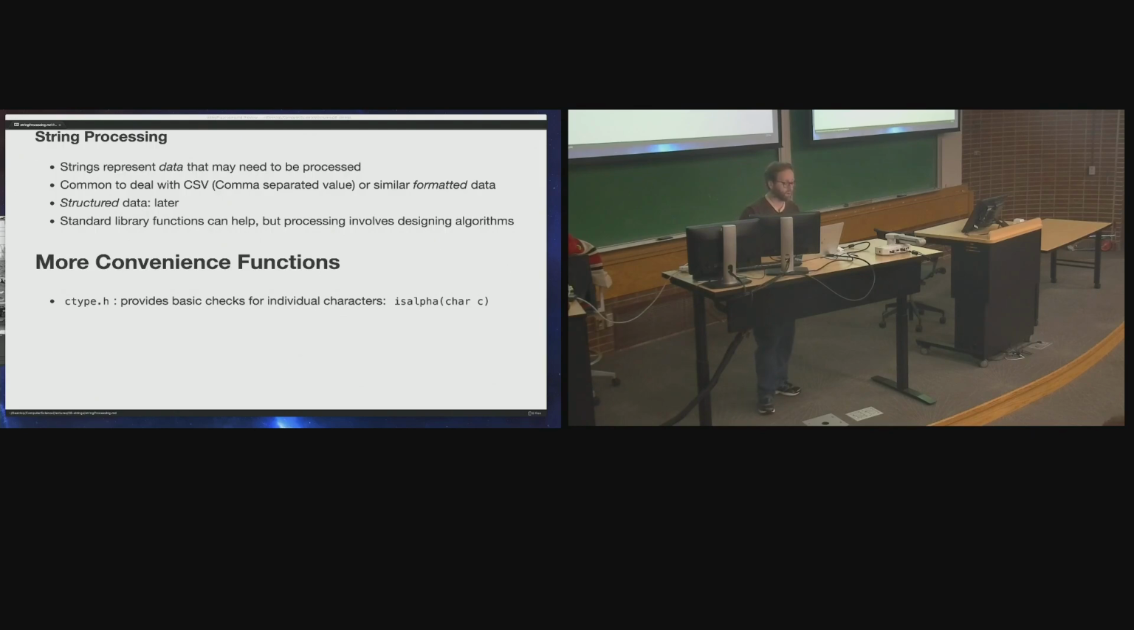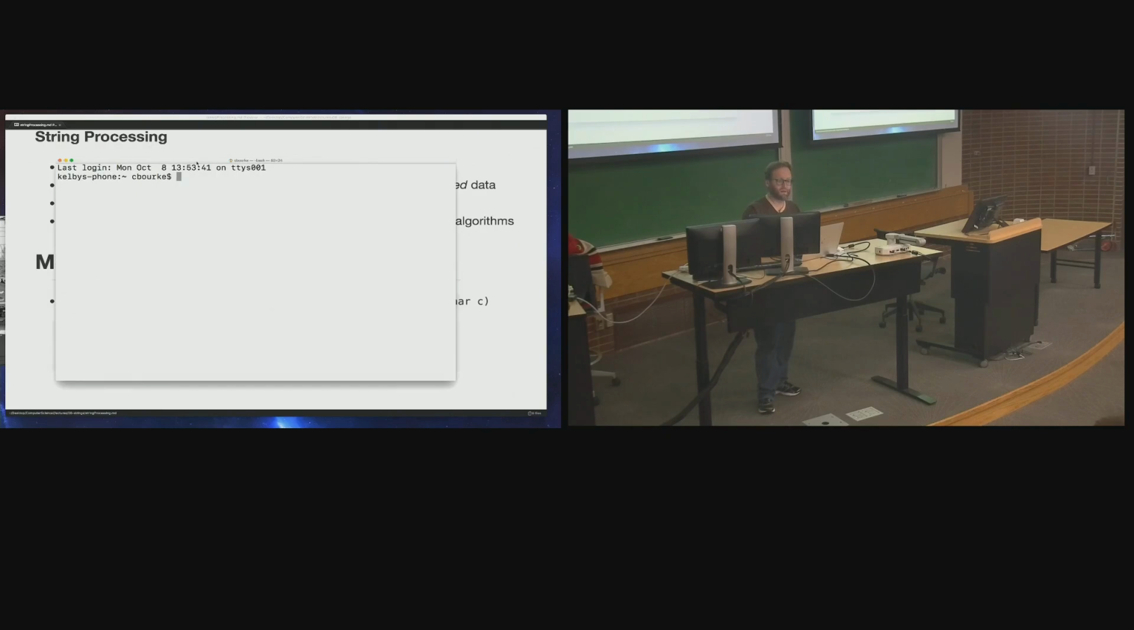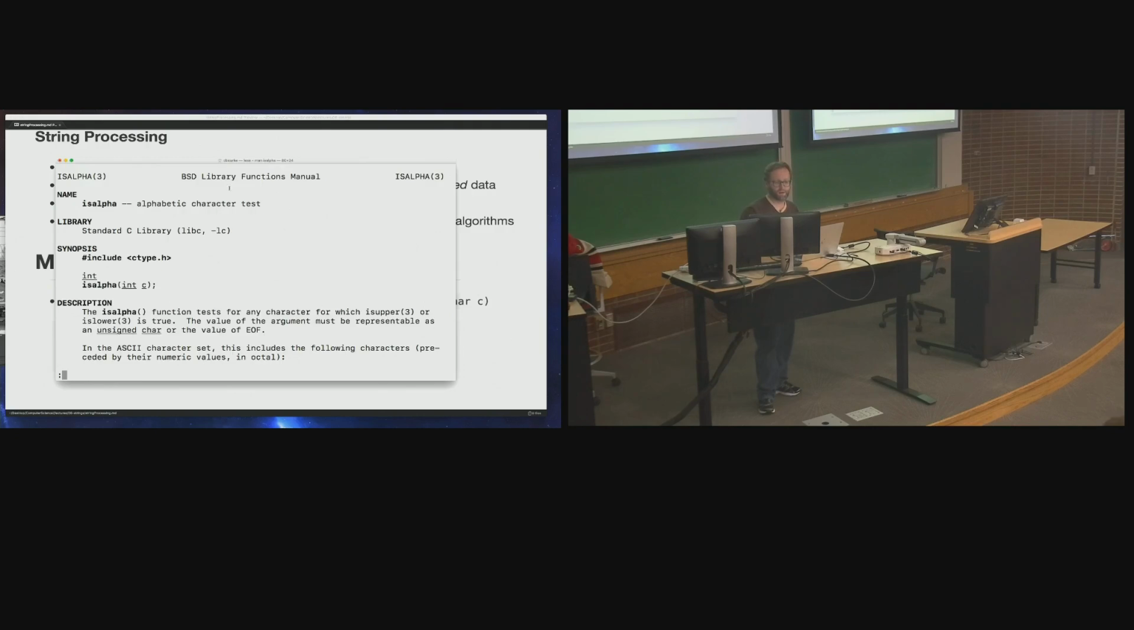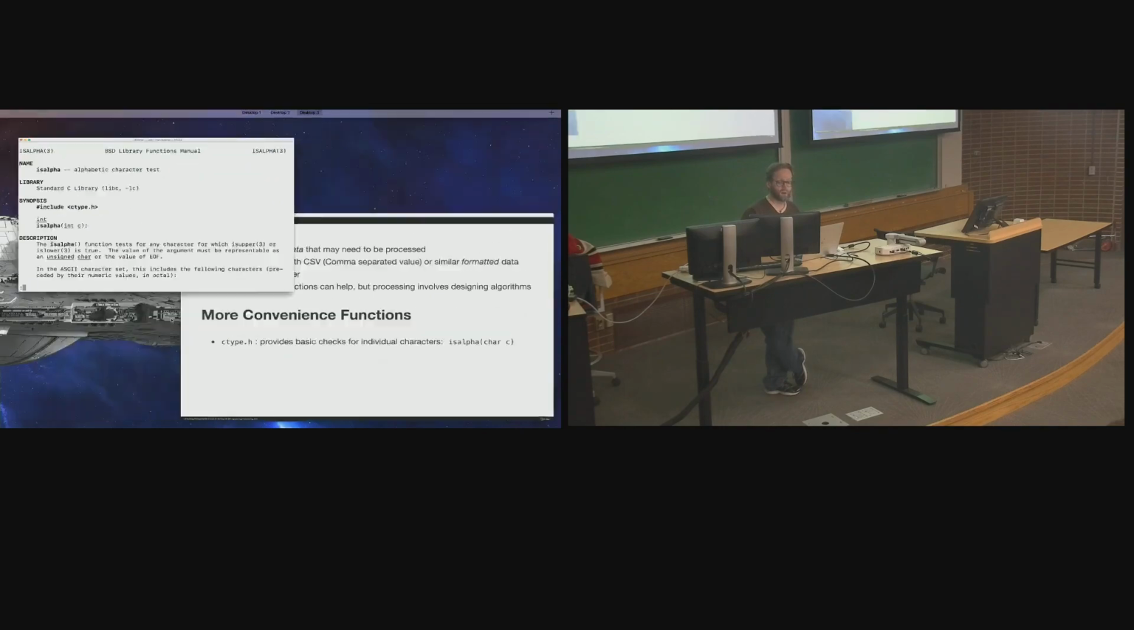But to know for sure, how would we know for sure? What do we need to do? We need to RTFM. man isalpha. Right? There it is. The isalpha function tests for the character for which isupper or islower is true. So we've got two other convenience functions there. So it's just letters, A through Z, both capital and lowercase.